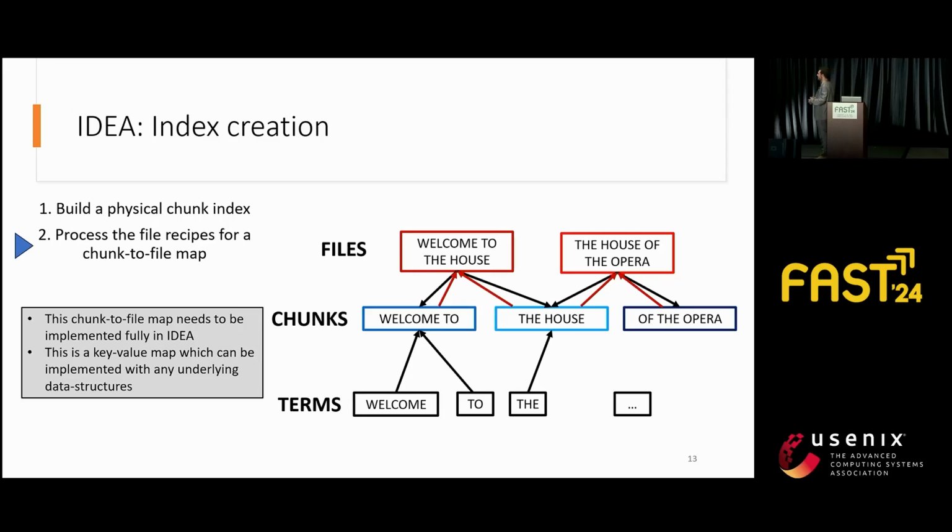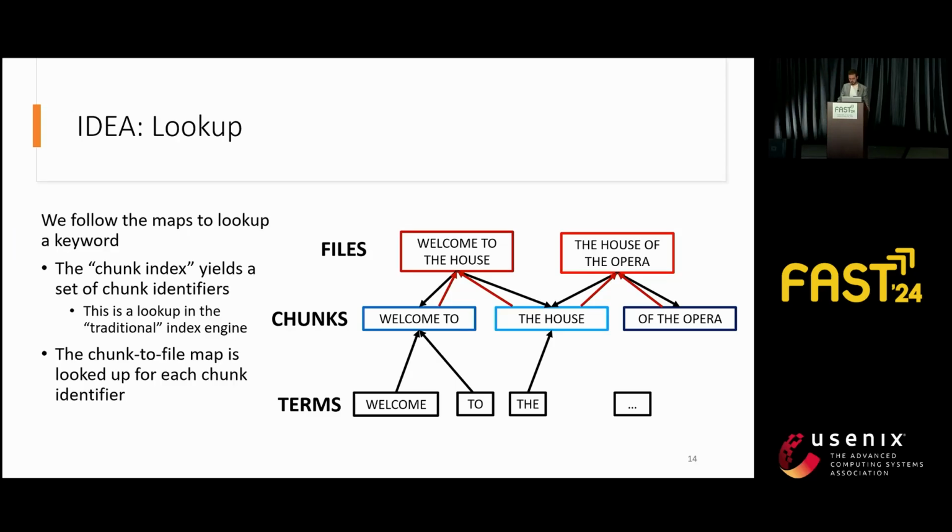The good thing is that it is orthogonal to whatever data structure we would want to use. It's just essentially a key value store. So that was good for us, right? So now when we want to perform a lookup, which is the important part of an index, you build the index once so that you would be able to look up as many times as you want. You're going to just follow the maps, follow the pointers in order to perform a lookup.